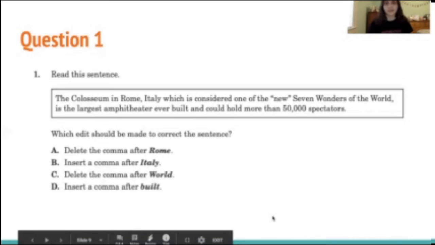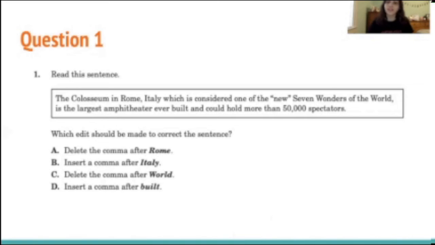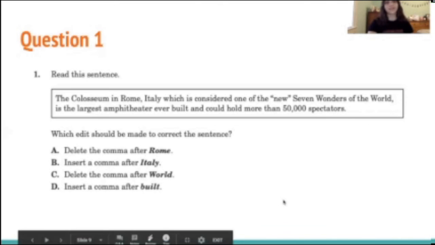Question 1 is this sentence. The Colosseum in Rome, Italy, which is considered one of the new 7 wonders of the world, is the largest amphitheater ever built and could hold more than 50,000 spectators. This is a comma question. We use the comma rule that says to put commas between non-essential descriptive information. Because of this rule, we must put commas before the descriptive phrase of Rome, Italy. Also, if we got rid of the phrase, which is considered one of the new 7 wonders of the world, the sentence would still be complete. Therefore, the answer is B. Insert a comma after Italy.